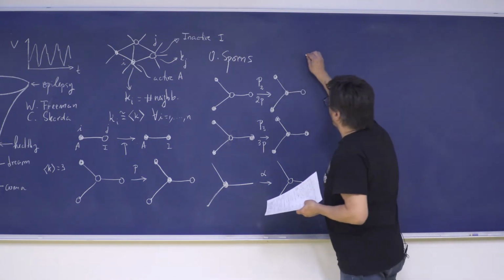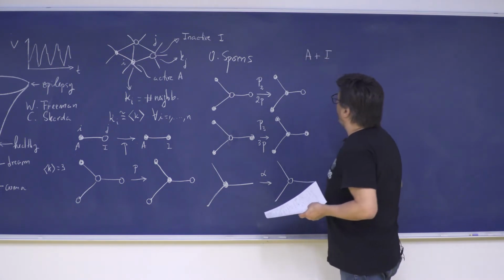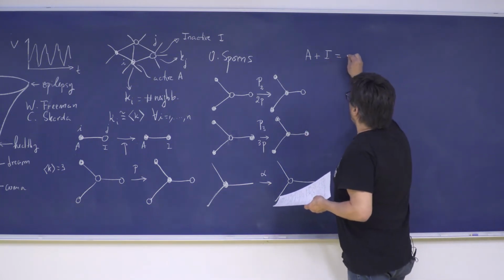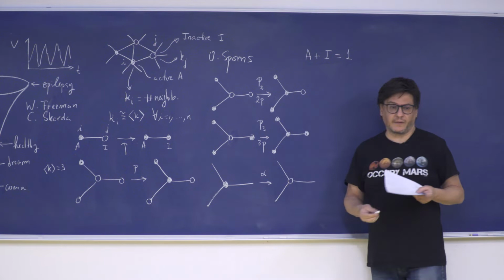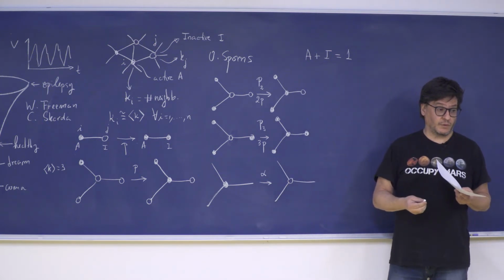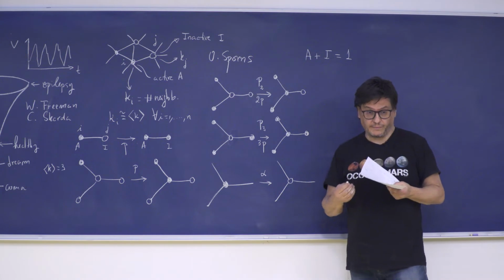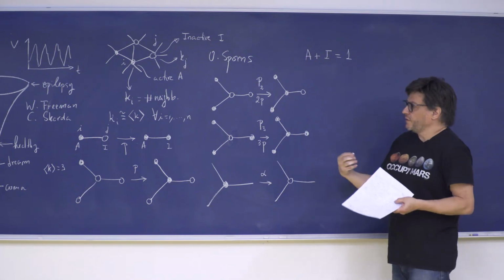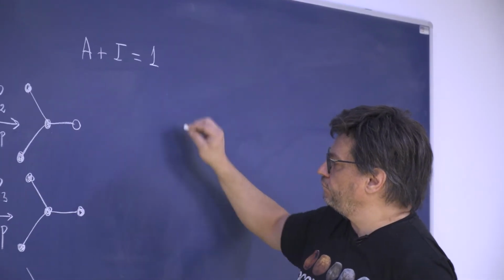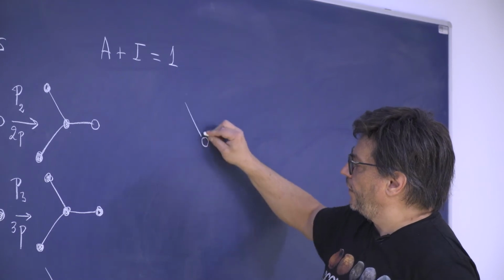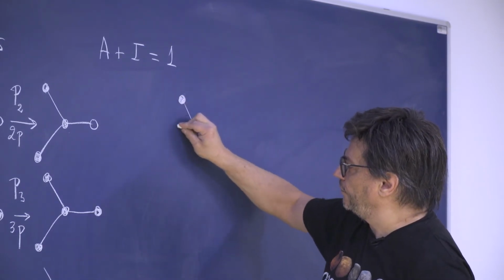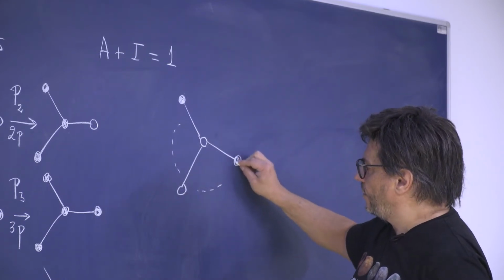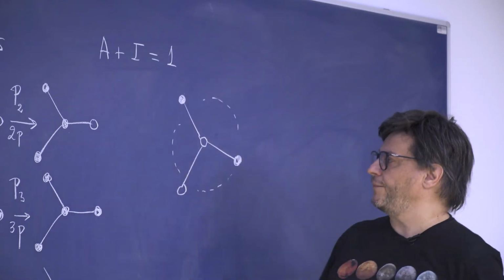I'm going to say that the fraction of excited elements plus the fraction of inactive elements is normalized to 1. That's a simple way of saying what's the fraction of everything in the system. Consider that I have a given node, inactive, and I have a neighborhood of elements, some active, some inactive.